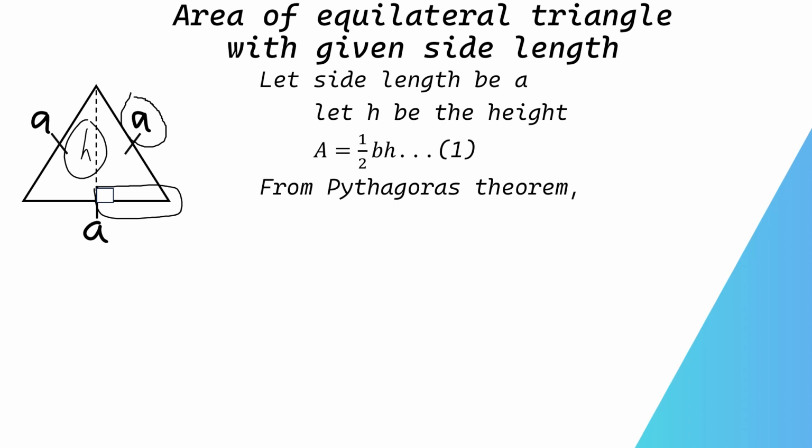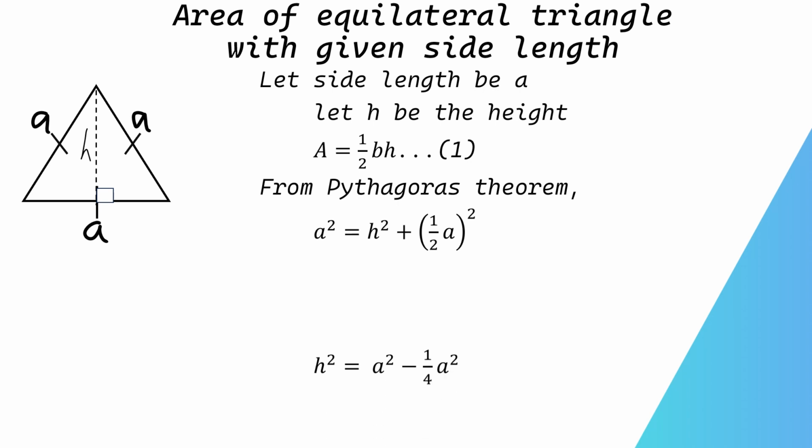But how do we get this side? Since this one is a perpendicular bisector of this line, it means it divides it into two. So if here is half a, then here will also be what? Half a. As simple as that. Good. So let's apply the Pythagoras theorem. We have a squared equals h squared plus, in brackets, half a all squared. We have h squared equals a squared minus 1 on 4 a squared.